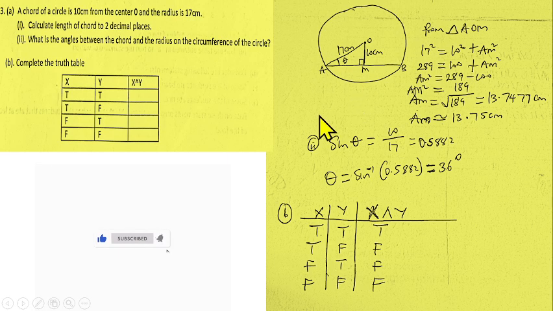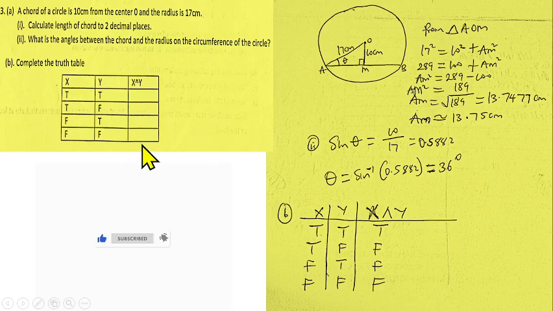Then we have to calculate the length of the chord. That means there's a mistake here. The length of the chord is AB, and we only got AM. So to get the length of the chord, multiply 13.75 by 2. So 13.75 multiplied by 2 gives us the length of the chord from here to here, because AM is equal to MB. Please adjust that: the length of the chord will be 13.75 times 2.